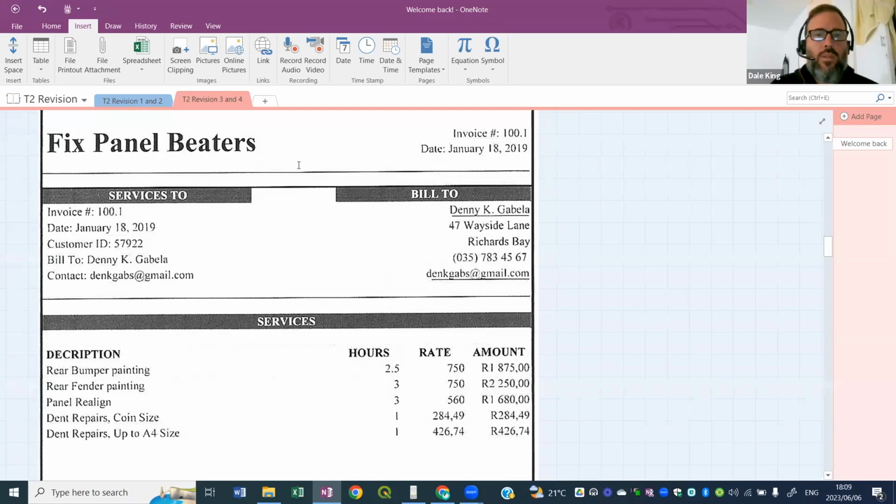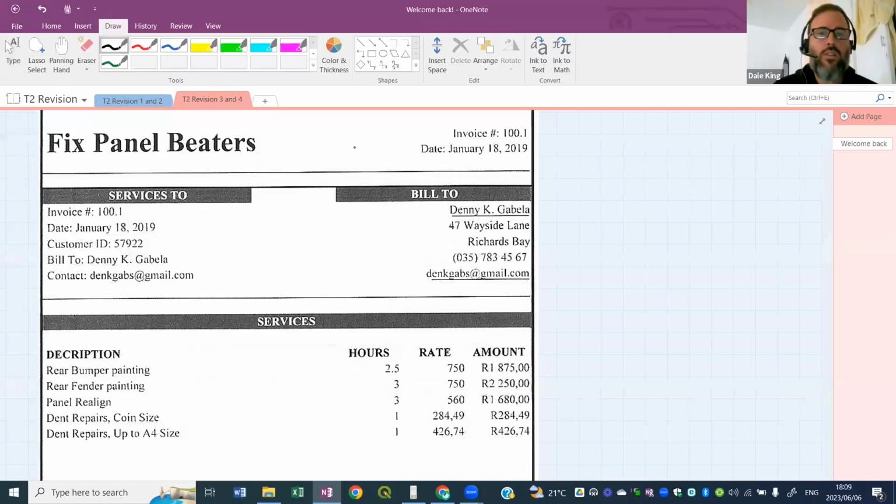It's a panel beater shop and they've invoiced a person for work done on their car. They invoiced this person here, Denny K. Gabela, and he's in Richards Bay. It's near me. And this is the invoice number here on the left, invoice number 100.1. It's for January the 18th, 2019, as we can see here.